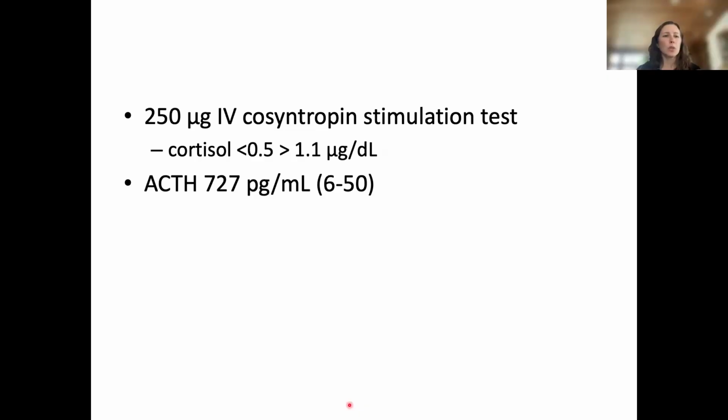So we don't look at the delta. We really look at the peak cortisol level in response to the IV cosyntropin. So a peak cortisol level of 18 on the older immunoassays, or greater than 14.6, 14.7 on some of these newer assays, would rule out adrenal insufficiency, with the caveat that it would not rule out acute central adrenal insufficiency. So we don't actually look at the delta.